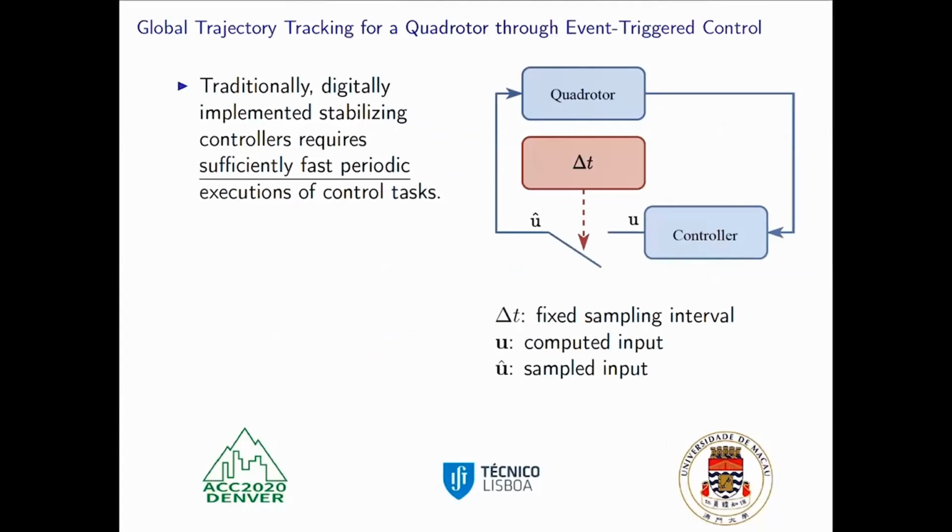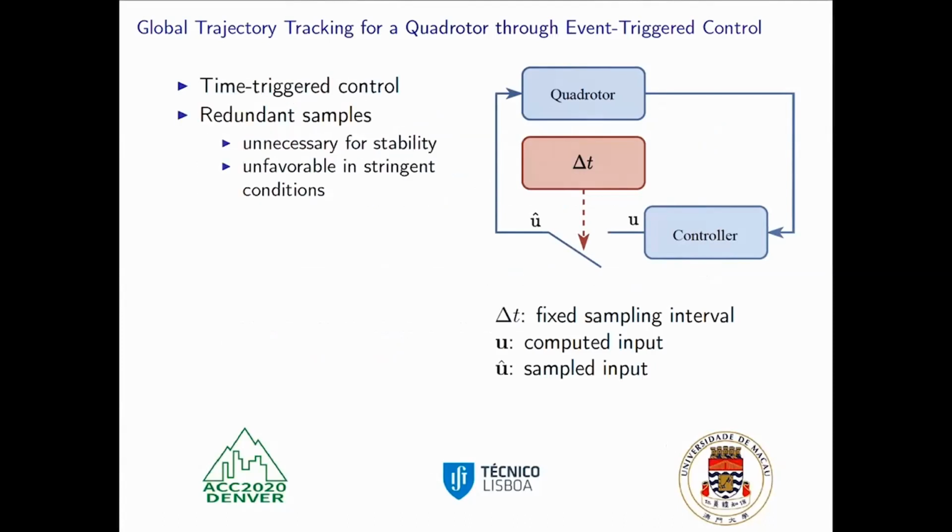Traditional feedback controllers are implemented digitally in a periodic fashion. To achieve stability, the fixed sampling interval delta t is chosen to be sufficiently small so that the sampled input is arbitrarily close to the computed input. However, this so-called time-triggered control may lead to redundant samples, which are not actually needed to achieve the desired stability property.